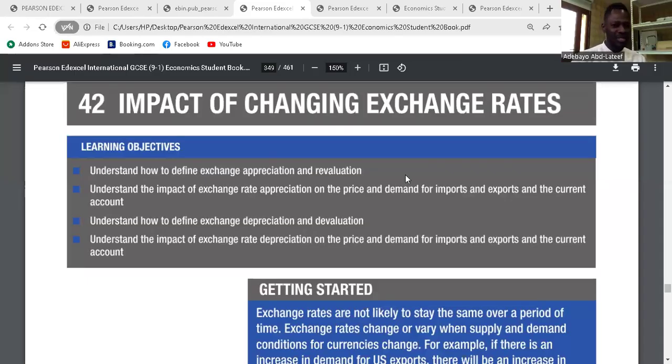We go to chapter 42, which is the final chapter, impact of changing the exchange rates. So when we talk about changing the exchange, that means either increasing or decreasing. Okay, so we'll go down and see what they have for us.